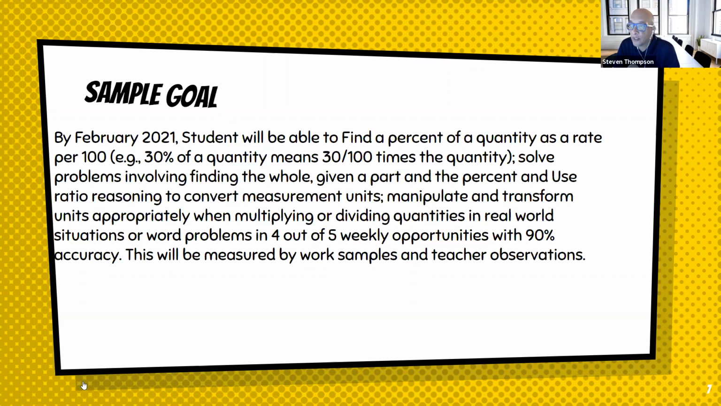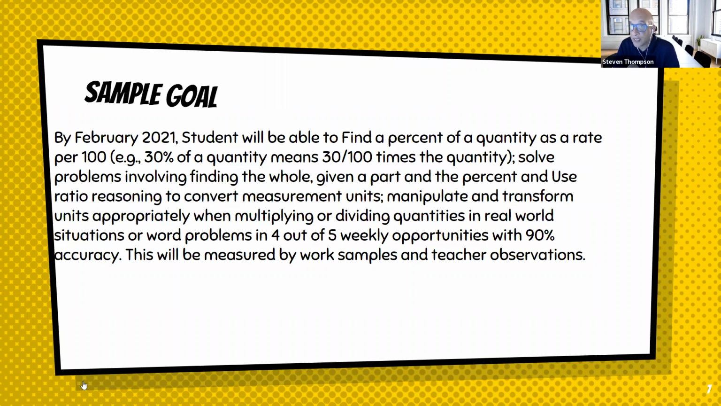By February 2021, the student will be able to find a percent of a quantity as a rate per 100, e.g. 30% of a quantity means 30 over 100 times the quantity. Solve problems involving finding the whole given a part in percent, and use ratio reasoning to convert measurement units, manipulate and transform units appropriately when multiplying or dividing quantities in real world situations or word problems in 4 out of 5 weekly opportunities with 90% accuracy. This will be measured by work samples and teacher observations.